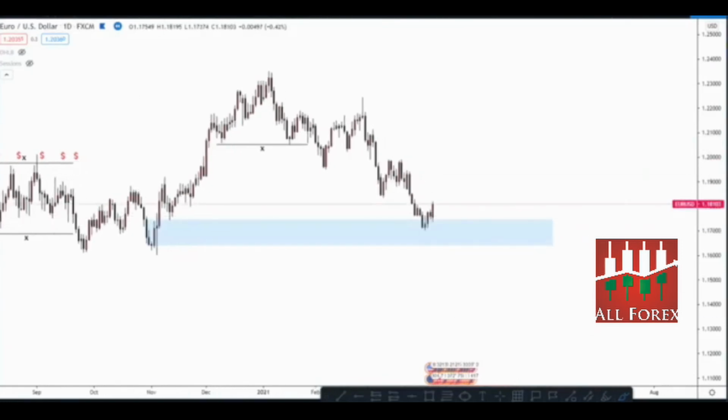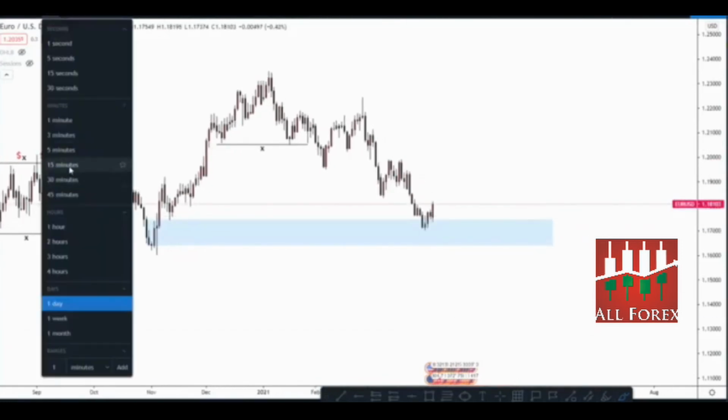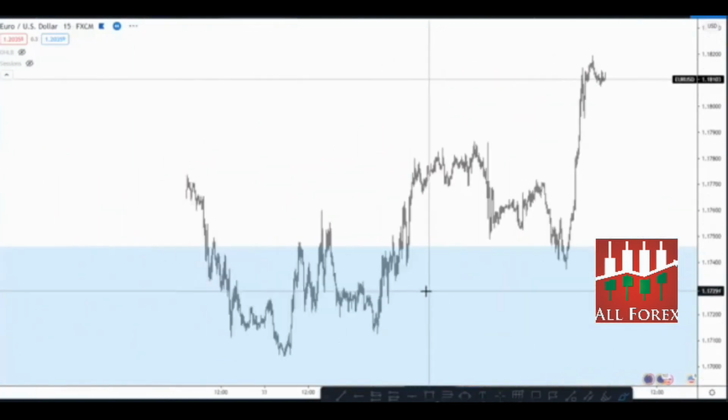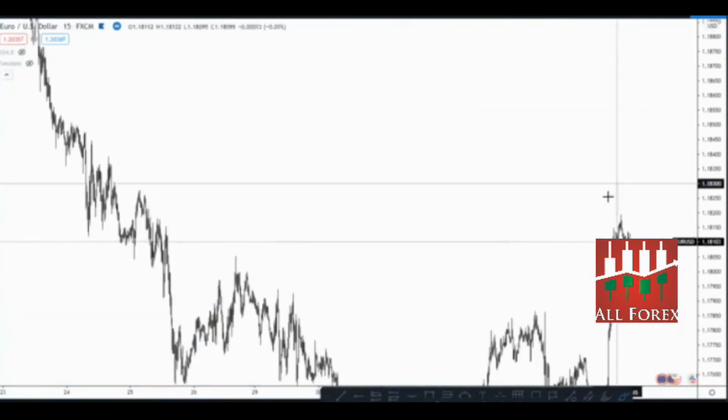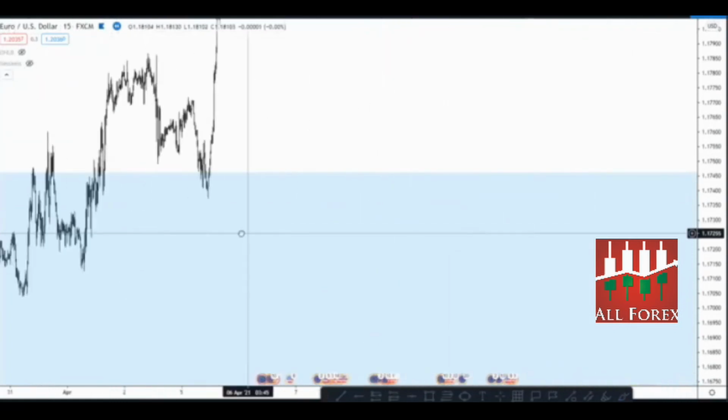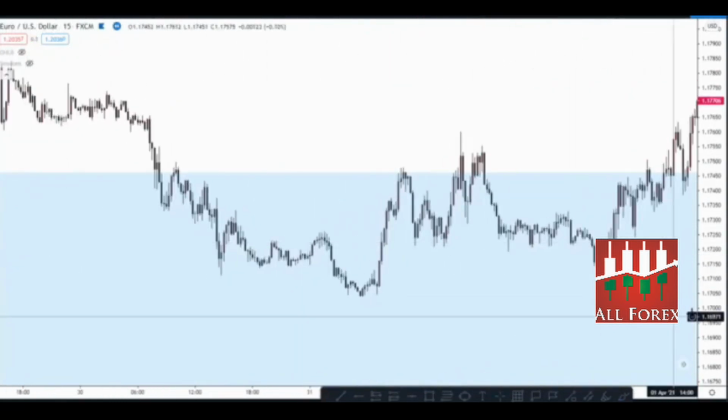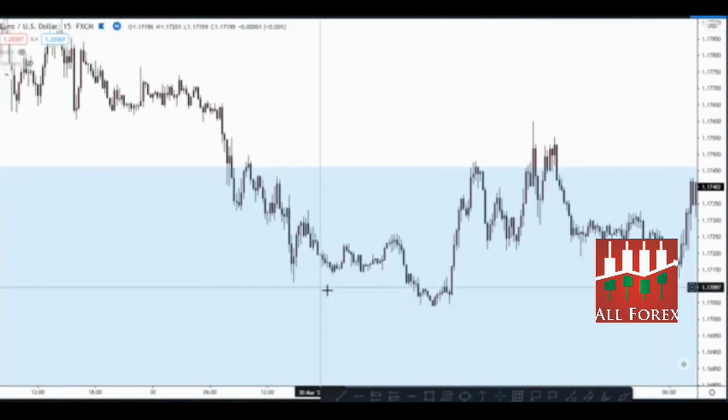So from here, let's go to the 15-minute time frame. Let's just see what the market really did over here. Let's see if we could capitalize on any opportunities to enter here. So the market taps into our area of interest and it's selling off.